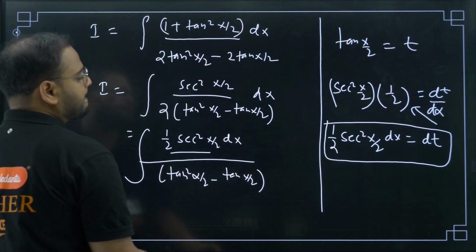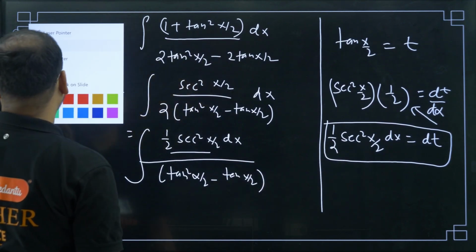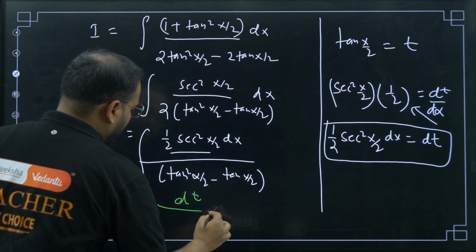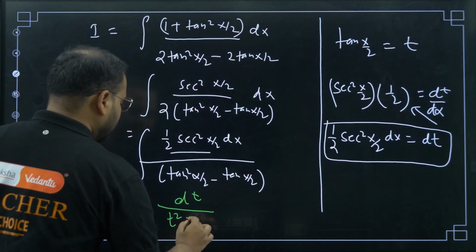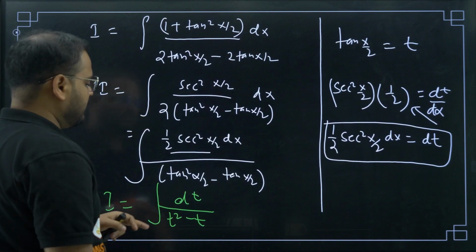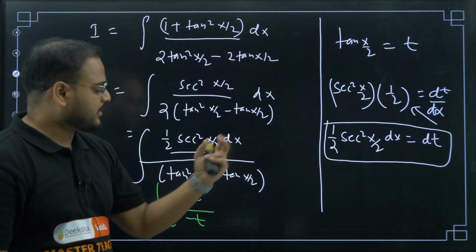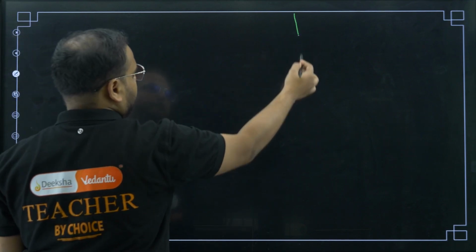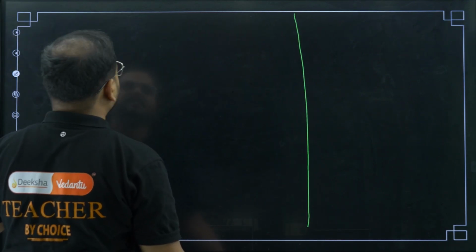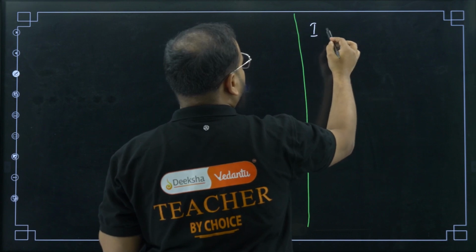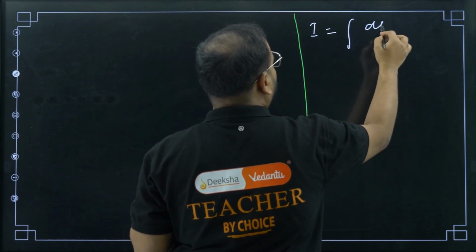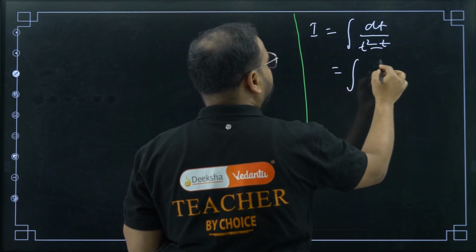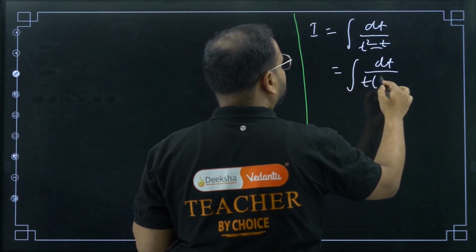This will become what? Tell me. Dt, sir. This will become dt. So I'll write my integration I as dt upon t square minus t. Yes or no? Please have a look. Tan x by 2 is t, so tan square will become t square minus t. Now next step. Integral I equals integral of dt upon t square minus t. Please expand this. What am I going to get? Dt upon t times of t minus 1.